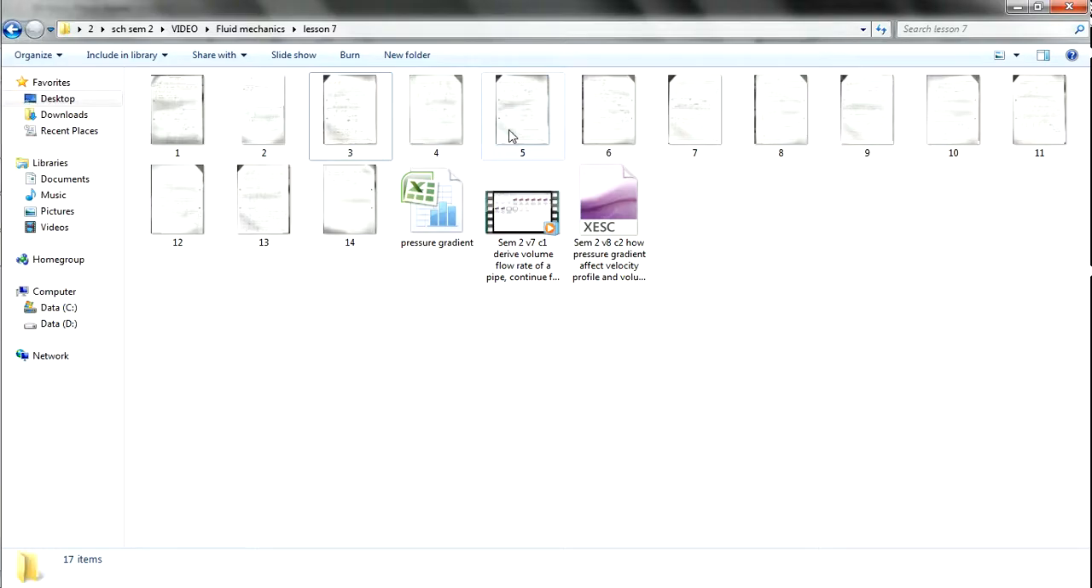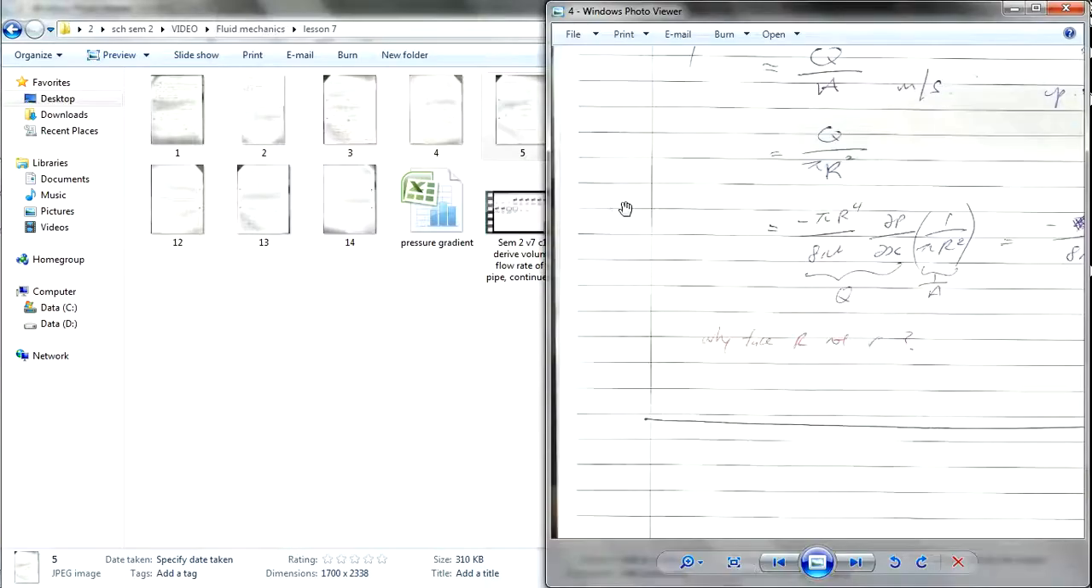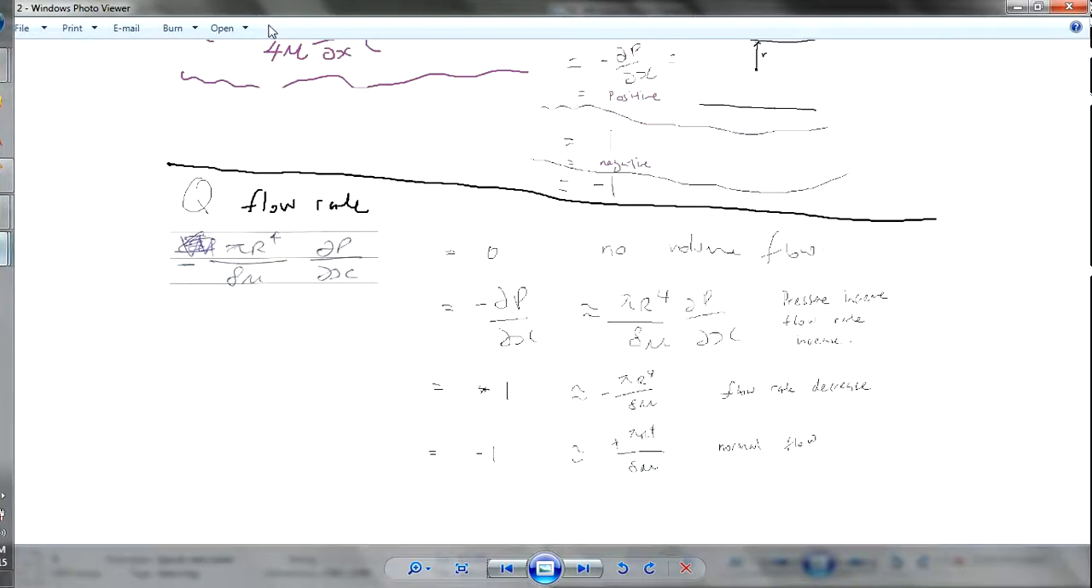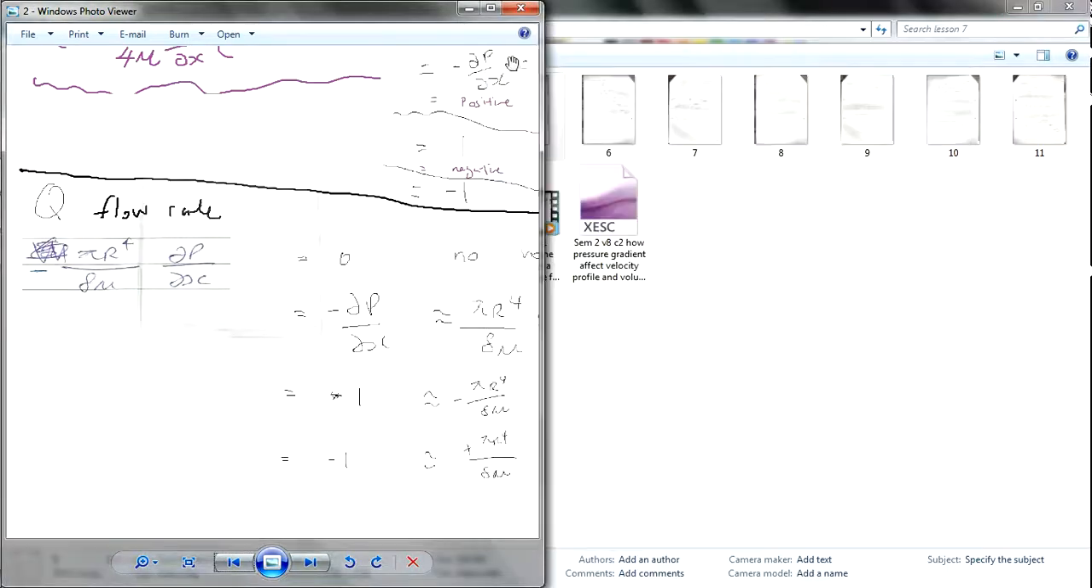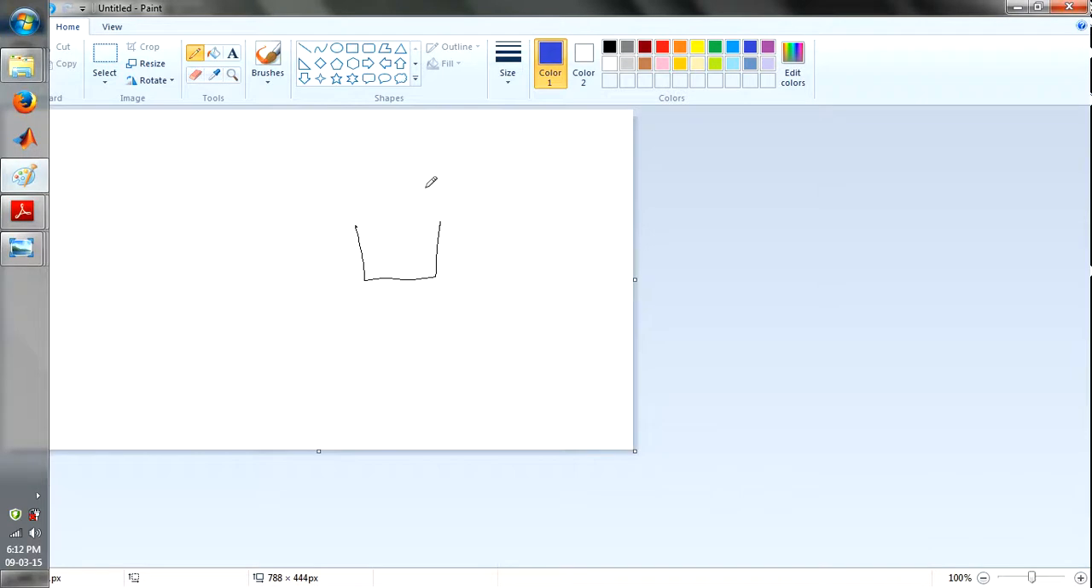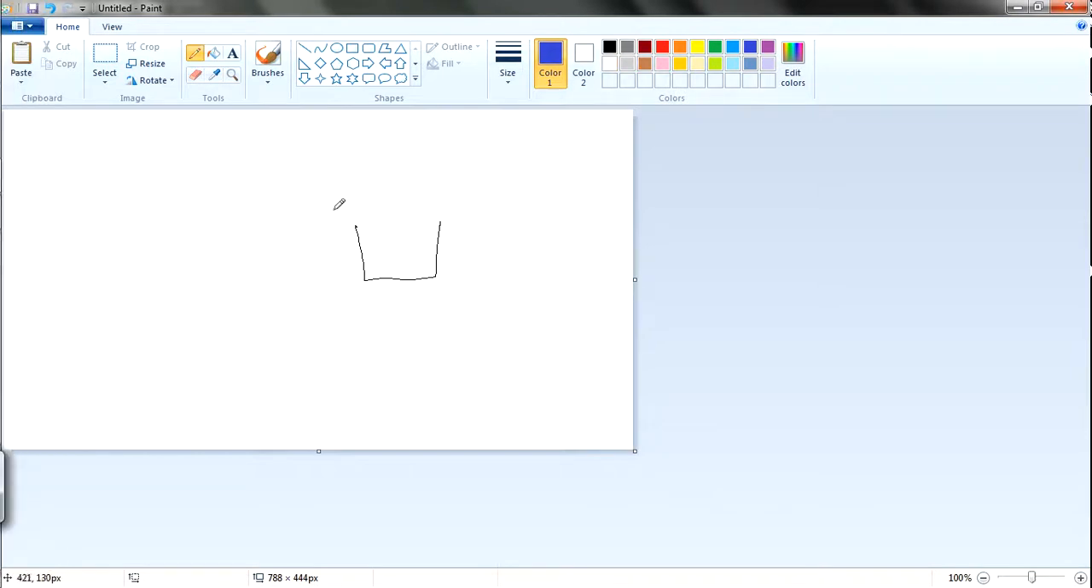Let me show you a comparison so that you can trust me. So guys, zoom. This is pi r4 minus 8 nu. So this is the same thing. I didn't cheat you. This is the flow rate. So let's say you have a tap over here and the amount of water flowing in, the flow rate, is across time, right? So it's meter cube per second.